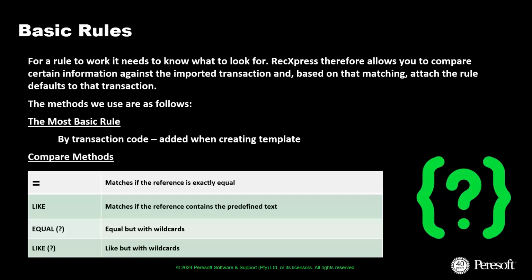RecXpress therefore allows you to compare certain information against the imported transaction, and based on that matching, attach the rule defaults to that transaction. Now, the methods we use are as follows. The most basic rule is the transaction code added when creating the template, as we just showed you now. Then we get a bit more specific with the compare methods. Firstly, we have equals, which matches if the reference is exactly equal. We then have like, which matches if the reference contains the predefined text. And then we have the equal with a wildcard and a like with a wildcard.